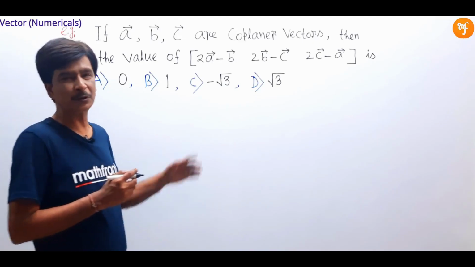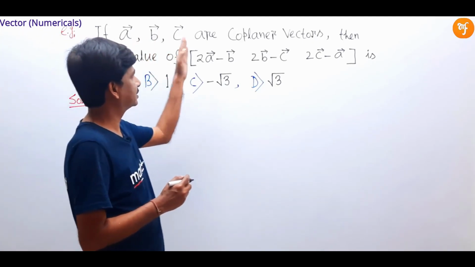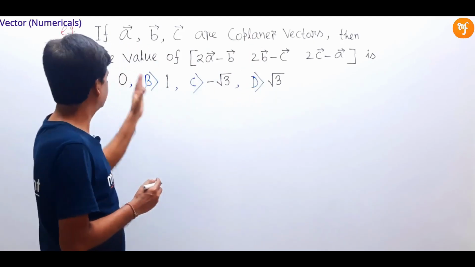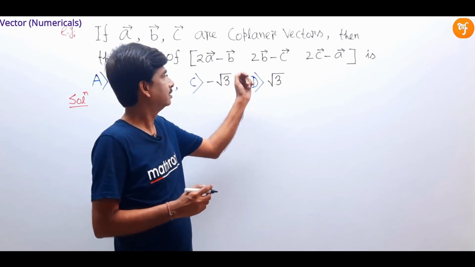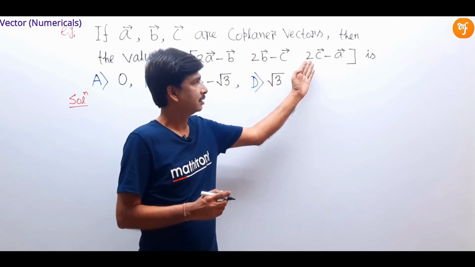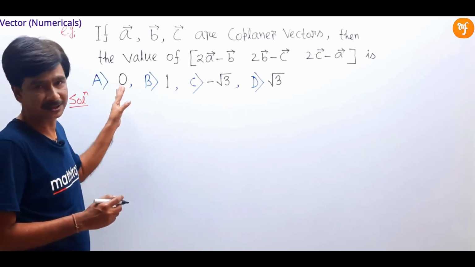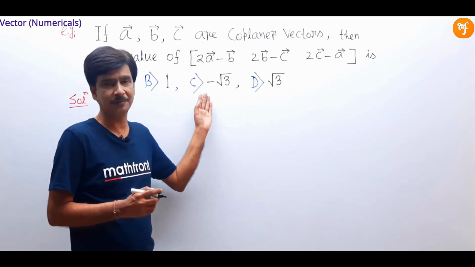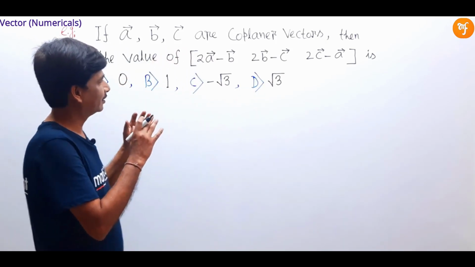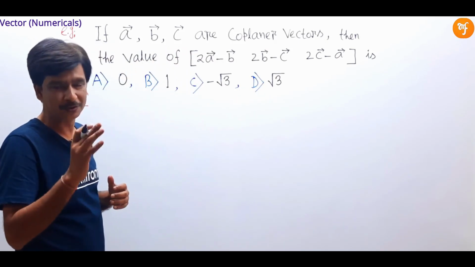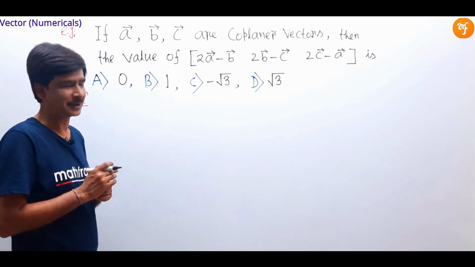So friends, let's have a look at another interesting question. If vectors A, B and C are coplanar, then we have to find the value of the box of 2A minus B, 2B minus C, 2C minus A. And options are given on the board. Option A 0, option B 1, option C minus root 3 and option D root 3. So it is an interesting question. Please look at how to solve this numerical, very important with respect to your competitive exams.